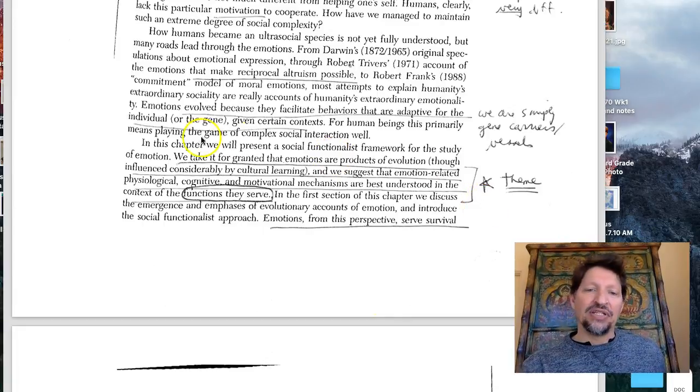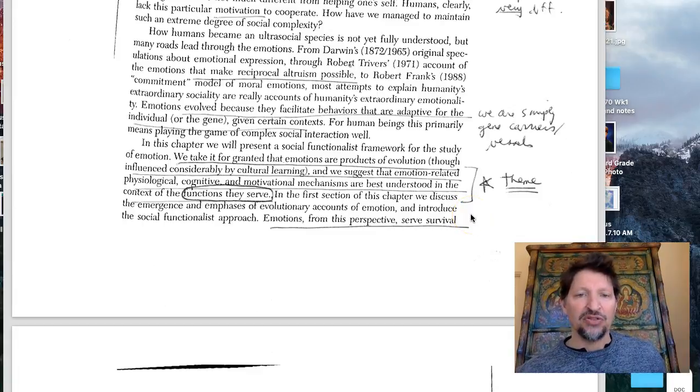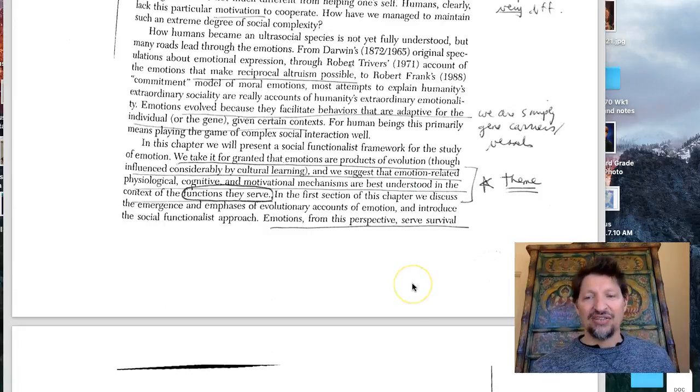Again, to give you a little idea about using an academic paper, here is the theme. We take for granted that emotions are products of evolution, though influenced considerably by cultural learning, and we suggest that emotion-related physiological, cognitive, and motivational mechanisms are best understood in the context of the functions they serve. So it's a functionalist approach, a highly mechanical, highly linear understanding. Drives me a little bit crazy.